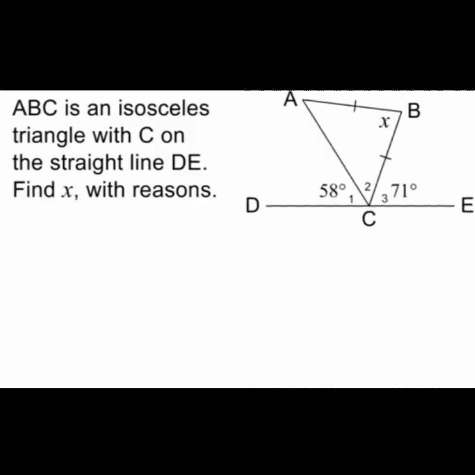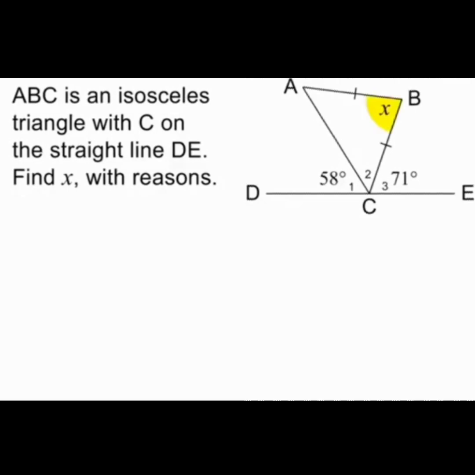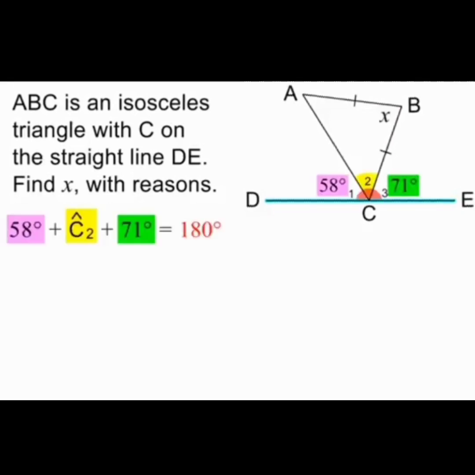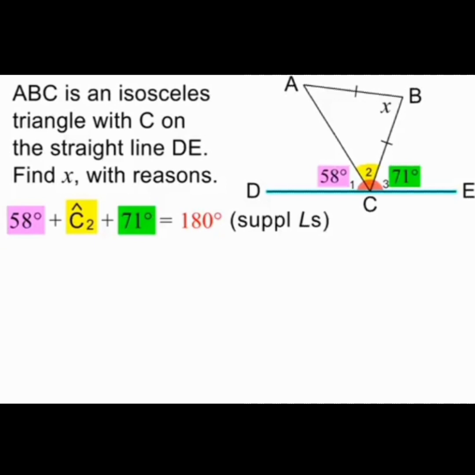Let's end with this question. Please pause to read it. We are asked to find x, which is this angle in the triangle. But where do we start? We need to start with a straight line. Can you see how? We can state that the three adjacent angles add up to 180 degrees. Why? Because they are supplementary angles.